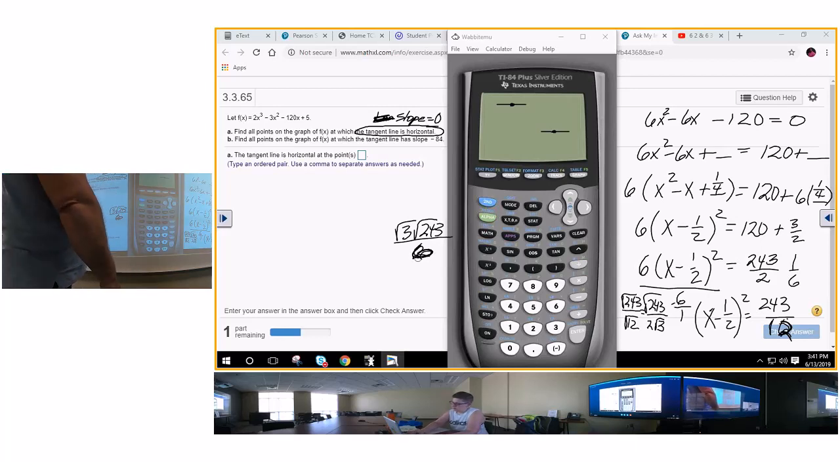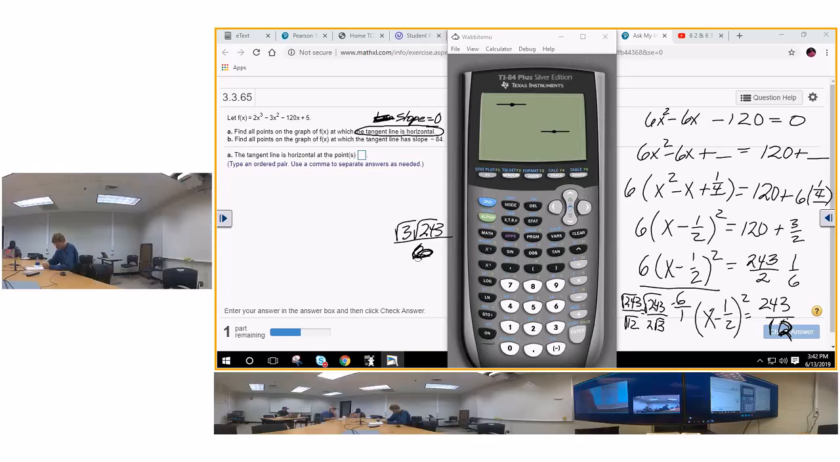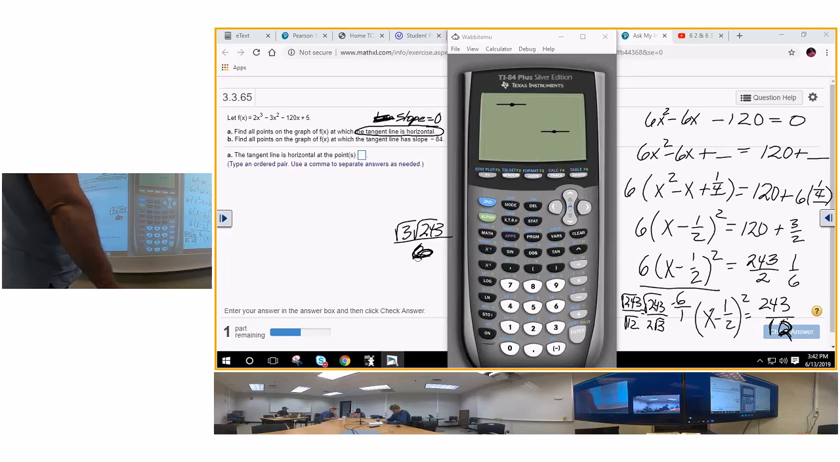Now, 243, I don't know. What goes into it? Doesn't 7, is it 7 or what goes into 243? I can't remember. 3 does, because it's divisible by 3. Okay, well, square root of 3, let's do that then. Square root of 3 times square root of 3 times the square root of what? That's 81, right? Over 6.